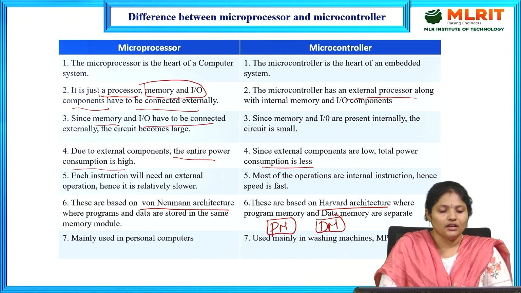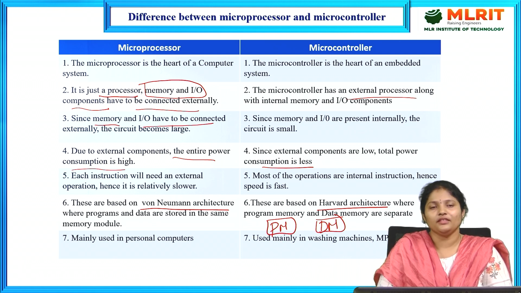Microprocessors are mostly used in personal computers, whereas microcontrollers are used in washing machines and MP3 players. Not only these two, we are also using remote control devices like car keys, operating TVs or remotes. Everything will be operated using these microcontrollers only.